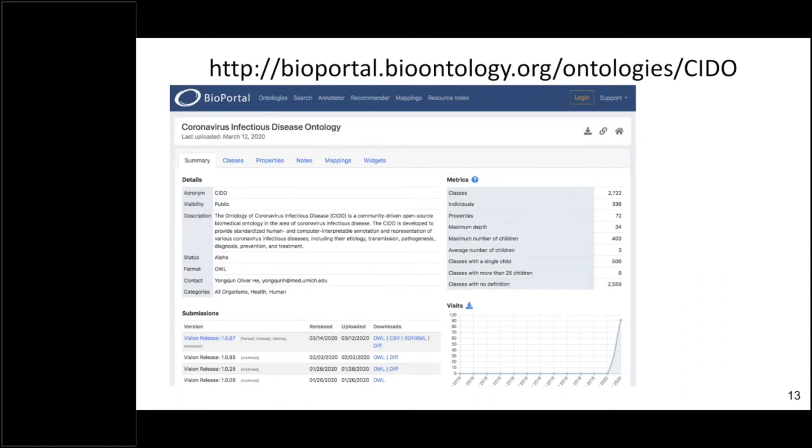So another thing we're doing is we're looking at the CEDO ontology. I'm actually not sure of the status of this, of whether this ontology is currently being used in the annotations. If it isn't currently being used, then we're working on it to try to get it to be used.